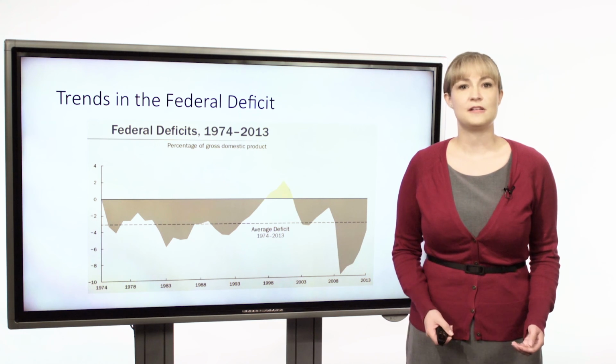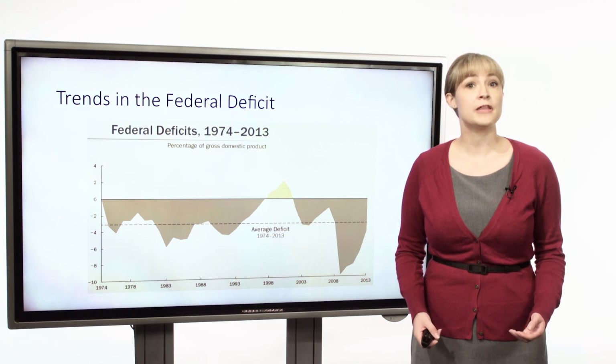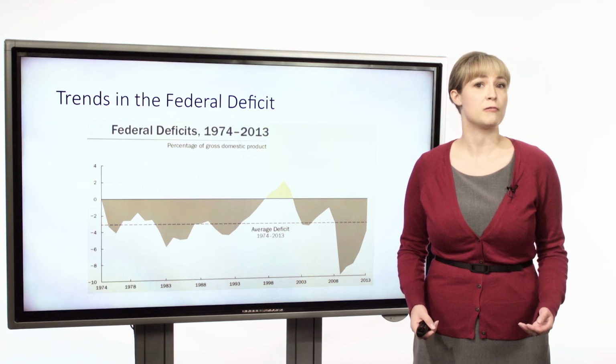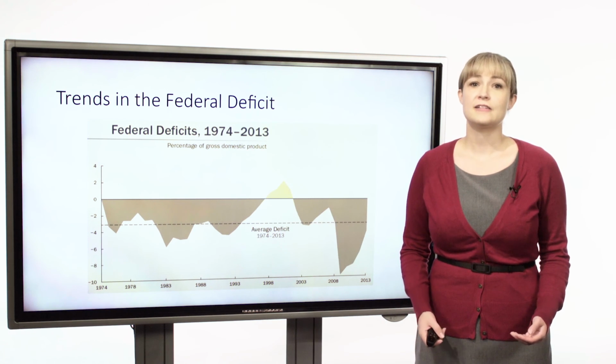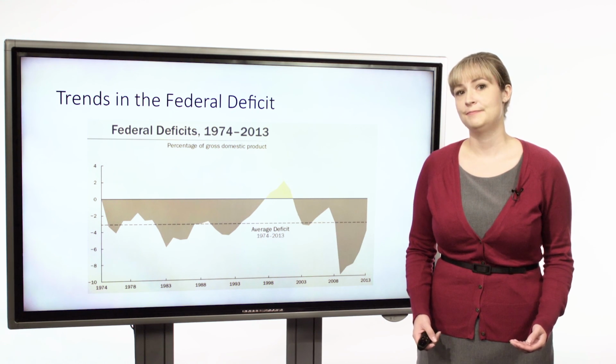There are two takeaways here. First, the government relies primarily on individuals for its revenues. Second, it tends to spend more than it brings in.